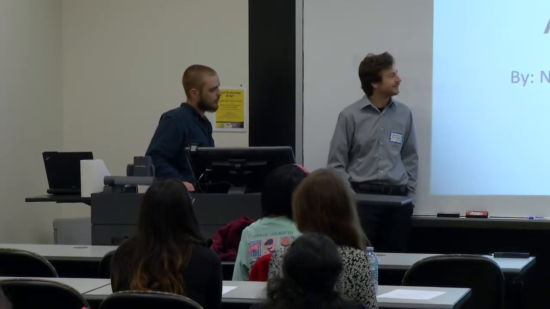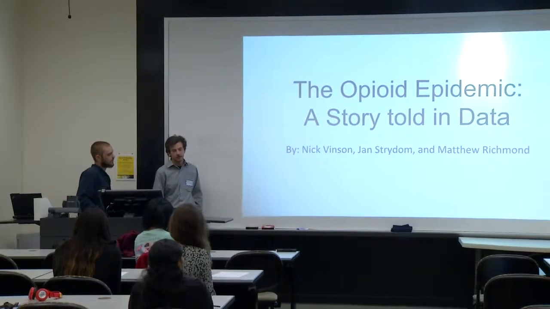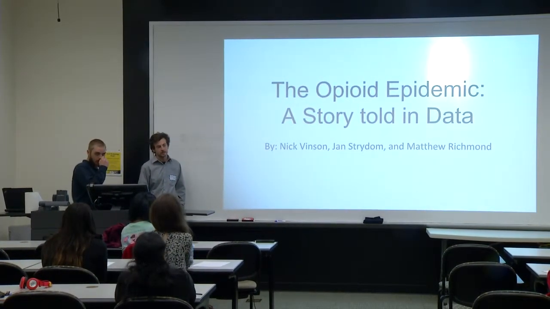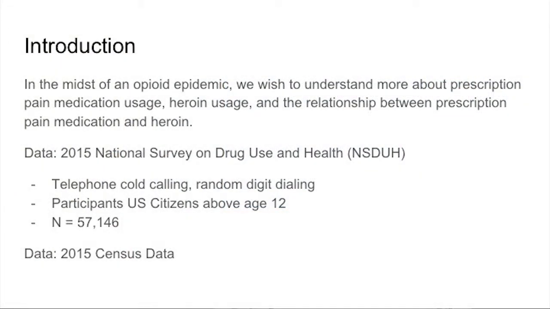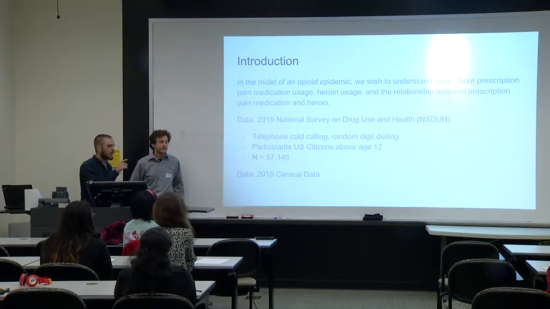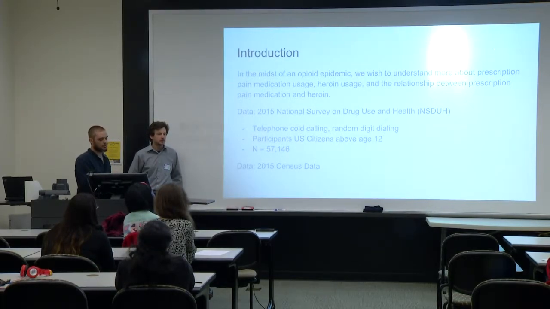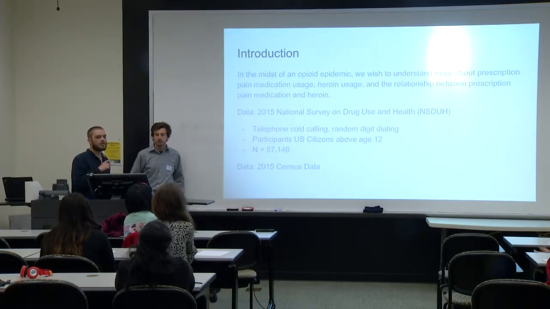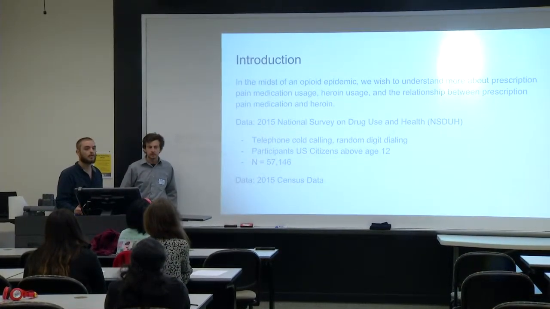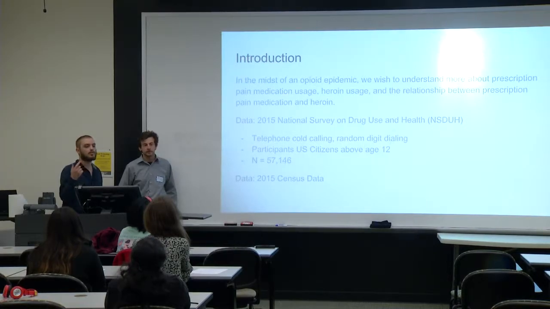Today we're going to talk about our analysis, which was concerning opioid data, and we called it the opioid epidemic, a story told in data. And like Robin, we used NSDUH, the National Survey on Drug Use and Mental Health, and it's basically just a comprehensive data set that has about 60,000 observations, 57,146, and it has about 2,000 questions that they ask each participant. And some of those questions are logically coded, which means if they've asked you if you've done heroin in the last 6 months, they're not going to ask you if you've ever done heroin. Again, they're not going to ask you questions that they could answer using logic. They're not going to keep asking those questions over and over again.